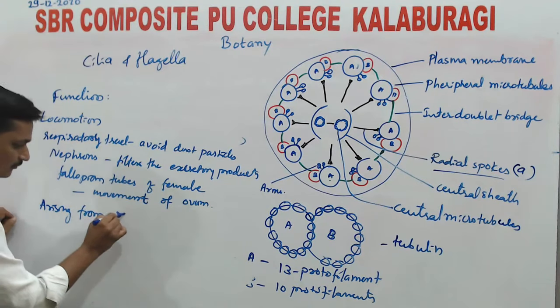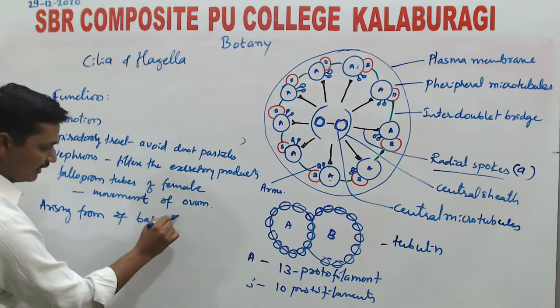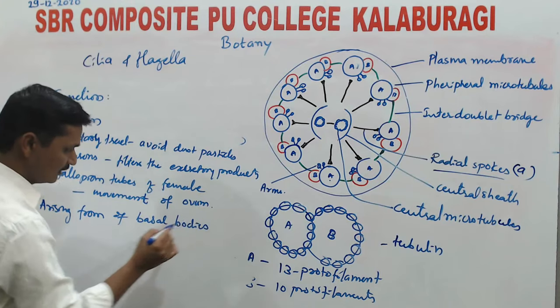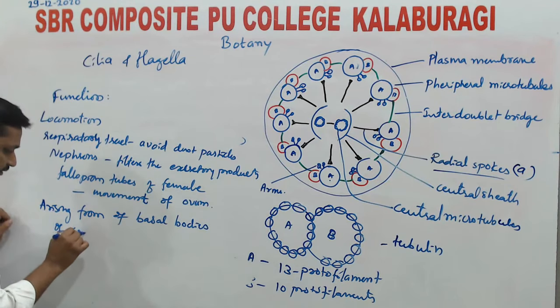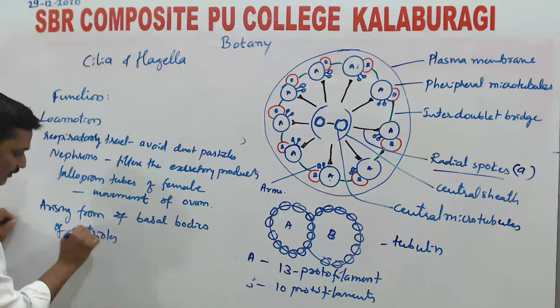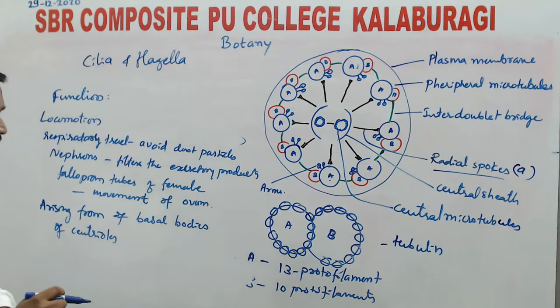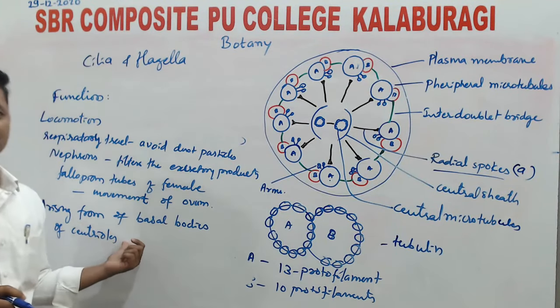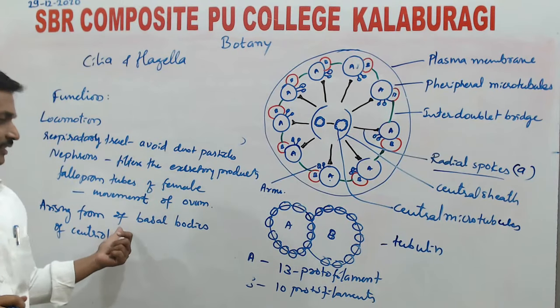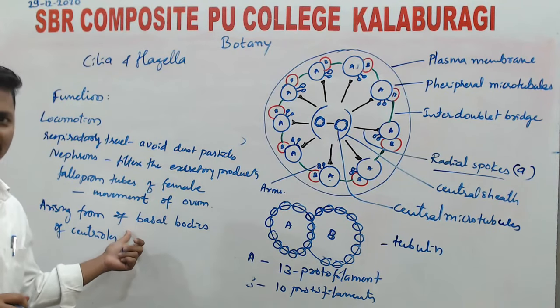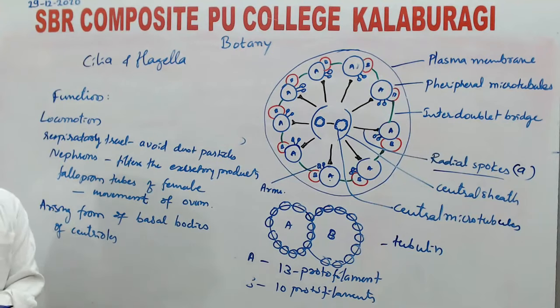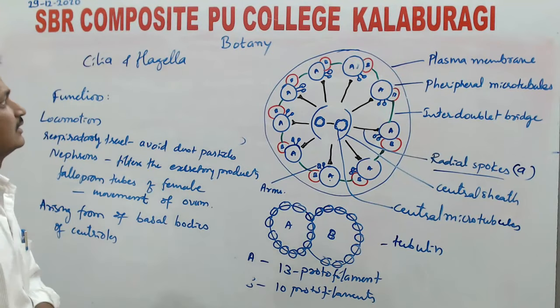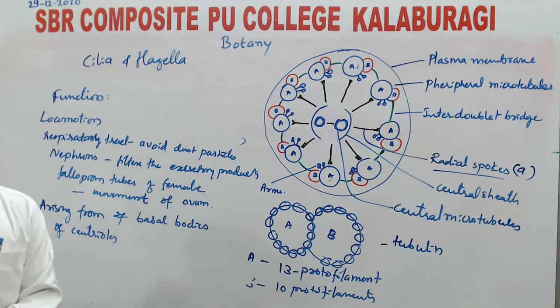And these are arising from what? Basal bodies of centrioles. Centrioles form the basal bodies in the cells, and these arise from the centrioles. These are formed by the basal bodies of centrioles. Okay, this is everything about cilia and flagella.